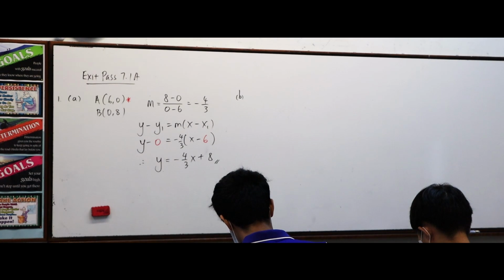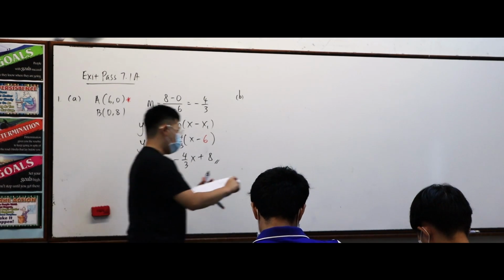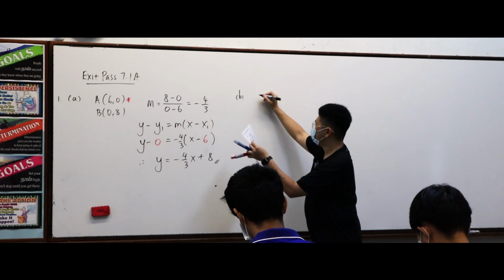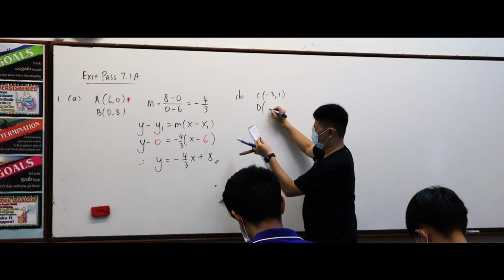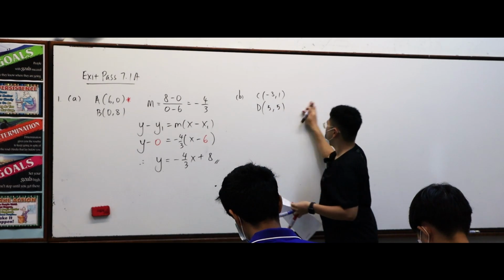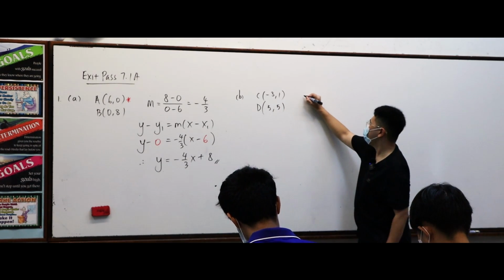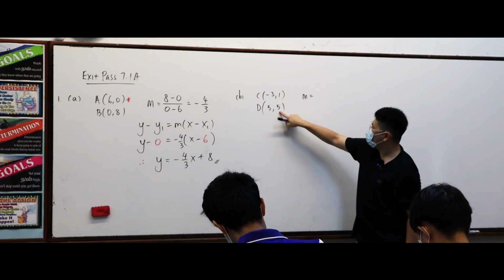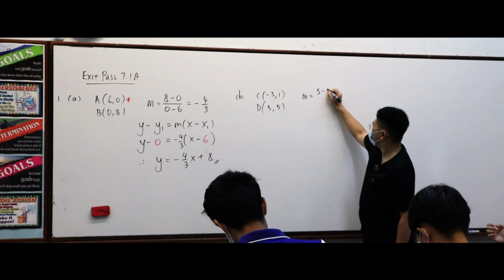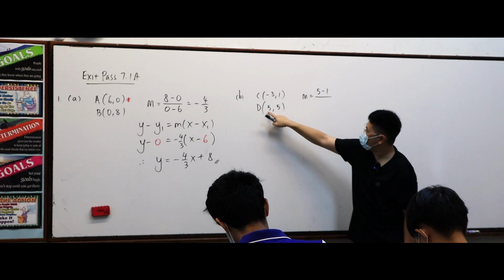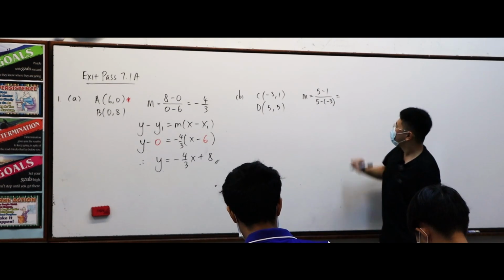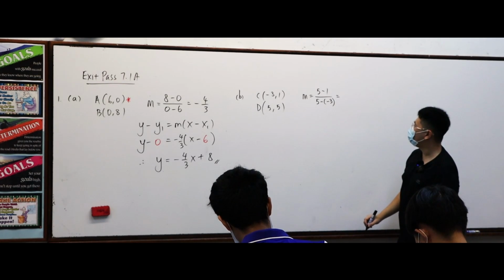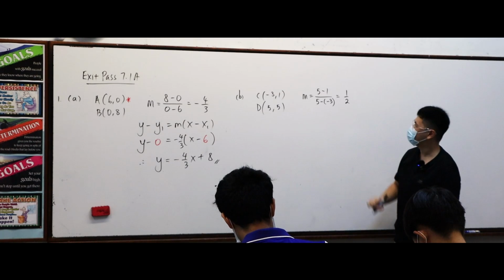Okay, part B. Part B, we have this one over here. Okay, so same thing, gradient, y2 minus y1, so 5 minus 1, over x2 minus x1, so 5 minus negative 3. So this thing will be equals to 4 over 8, so a half.